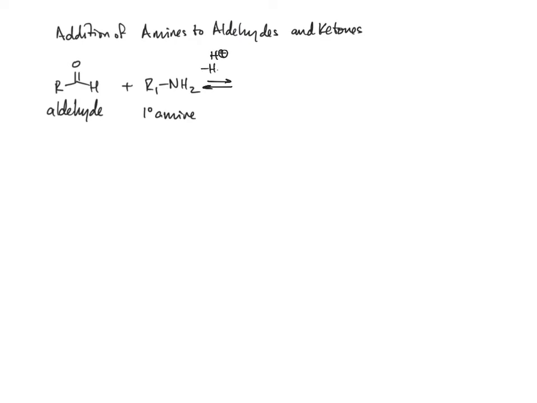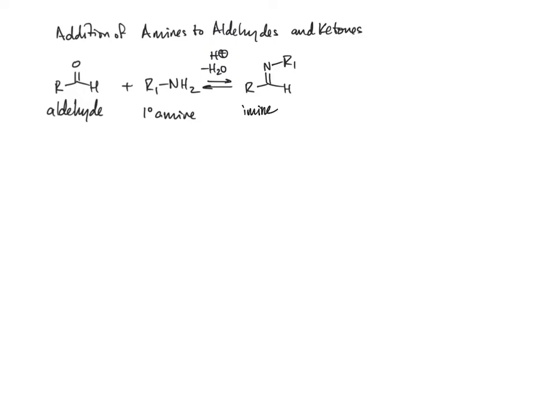We're going to lose the elements of water in the forward direction. And so this is going to condense the primary amine to the aldehyde, losing H2O, and form this new functional group, which is called an imine. So you might see it referred to as an aldimine, because it's coming from an aldehyde.